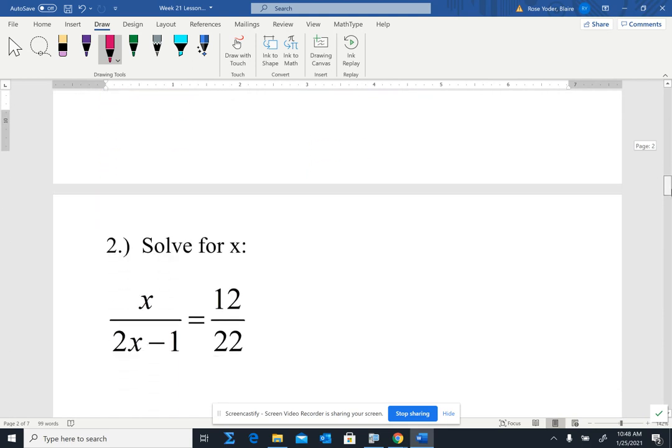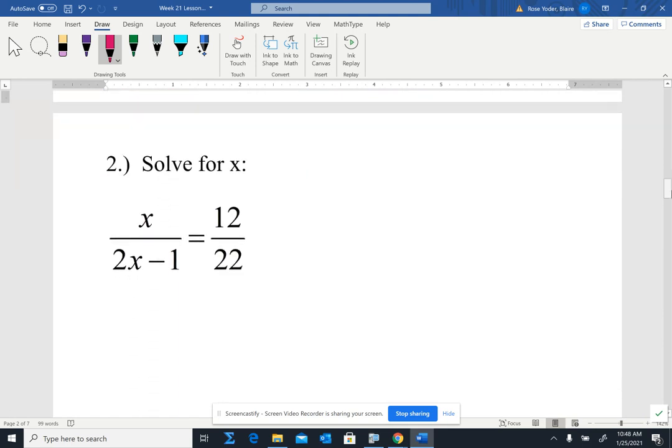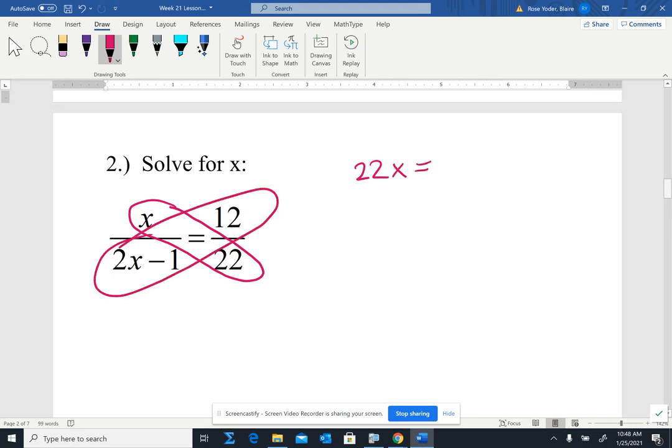So let's take a look at one that's more complicated. You can see that proportional thinking isn't really going to work as well for this one. So I'm going to multiply those two together. I'm going to start with those because that seems a little bit quicker and easier. 22x. These ones seem more complicated. So you have to remember to multiply the 12 by everything in this bottom left denominator.